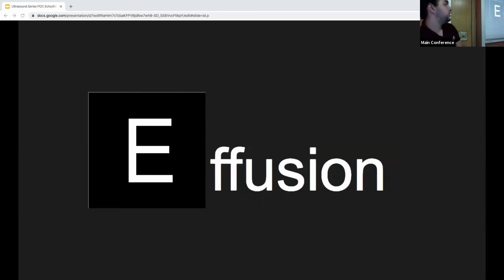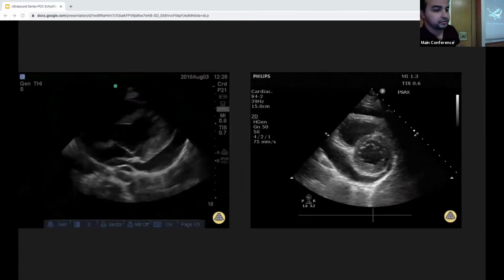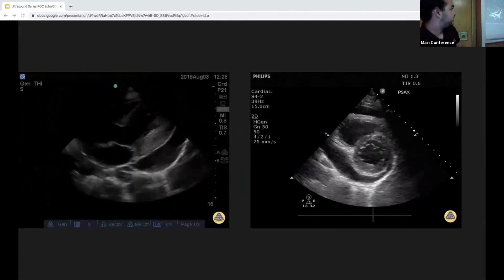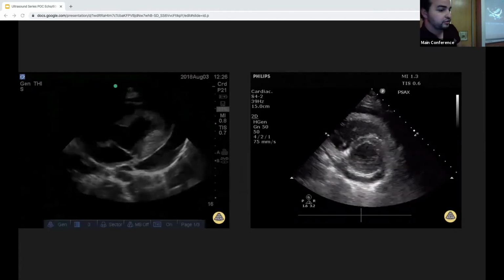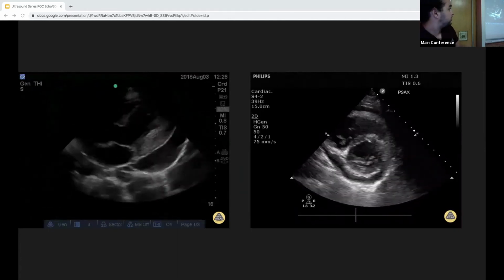So the next E in our 5 E's of pathology is effusions. We can use any of our 4 views to assess for effusions. So to the left here is a parasternal long axis. You can see a pericardial effusion posterior to the heart. You can see it a little bit anterior.